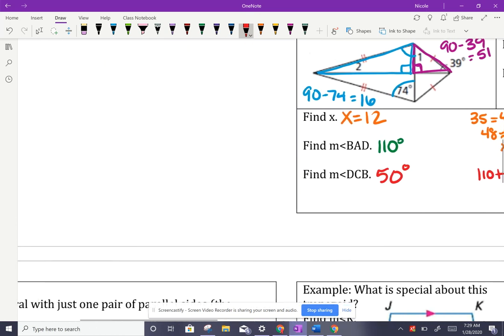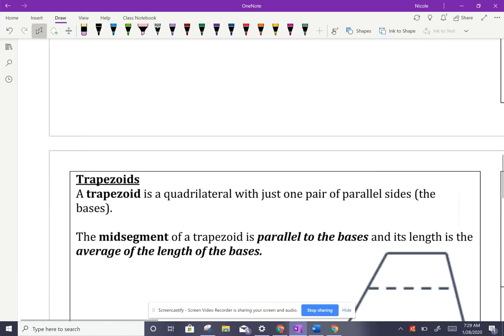All right, what do we have next? Trapezoids. We'll be back.